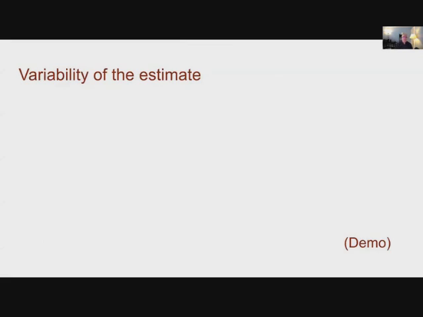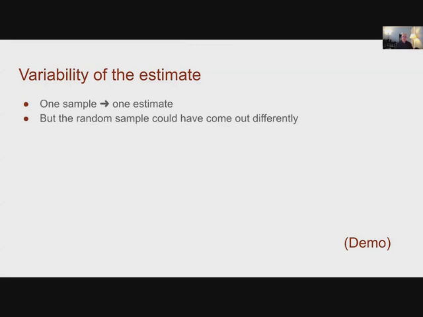Okay. So now, once we've taken our sample and gotten our statistic, we can look at the variability of that estimate. And what do we mean by that? When we did one sample, we took our 300 without replacement, and we got one estimate. But as we saw, it's a random sample. So if we'd taken a sample at some other time, it could have come out differently, and hence the estimate could have been different.